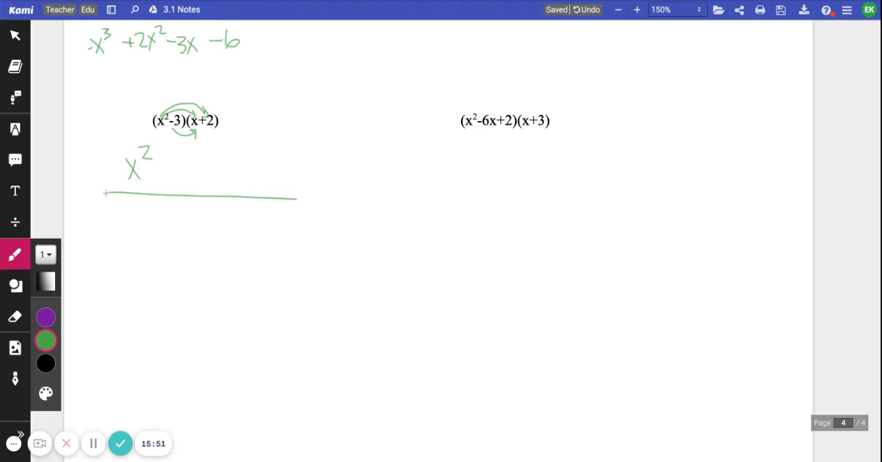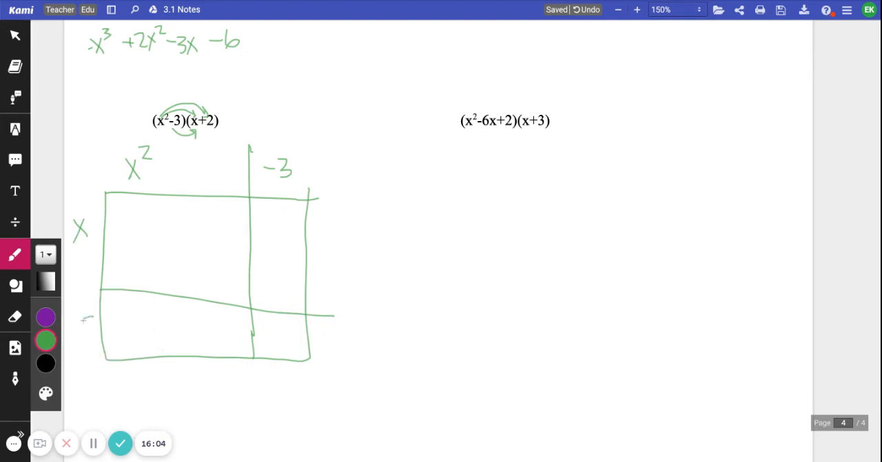Or we could do area model. X squared, and I know this box is negative 3. I'm not very good at drawing things accurately, so please forgive me. And this side of the box is x, and this side of the box is 2. So find the area of this box. I do the length, which is x, times the width, which is x squared. So I get x cubed. And then x times negative 3 is negative 3x. And then 2 times x squared is 2x squared. And 2 times negative 3 is negative 6.